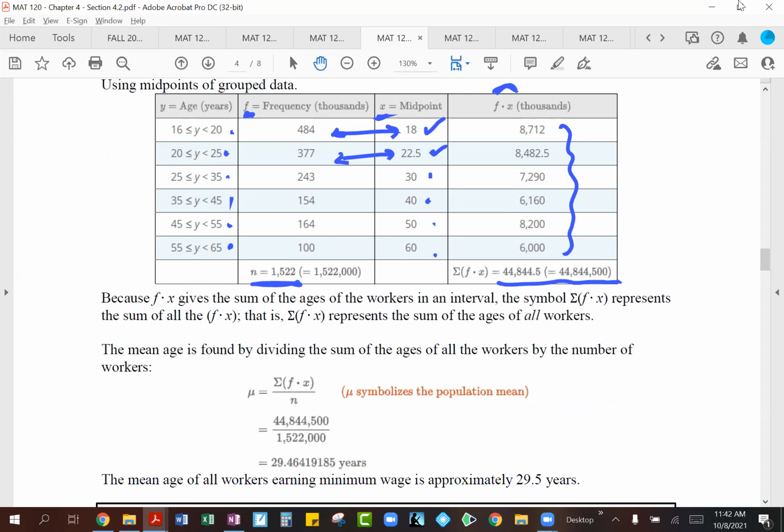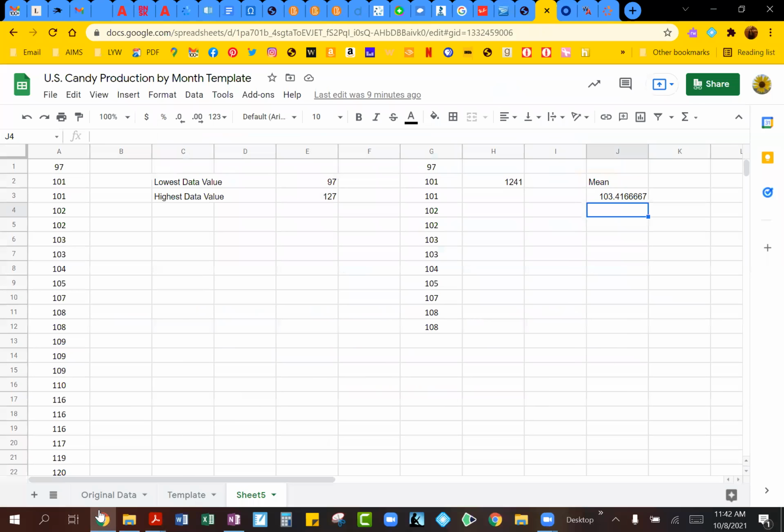So what example did I have over here? Okay, let's look at our textbook for this guy.